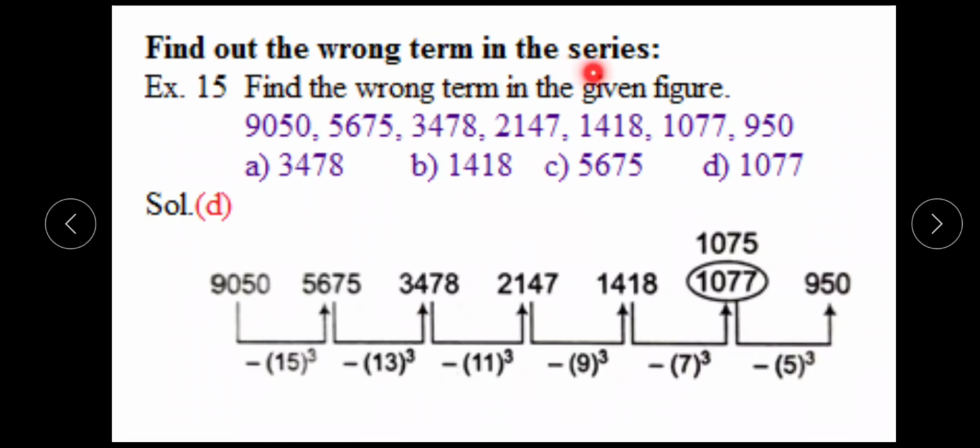Find out the wrong term in the series. It means we have discussed finding the missing character, or finding the missing term in the series. Now we have to find out the wrong term in the series.